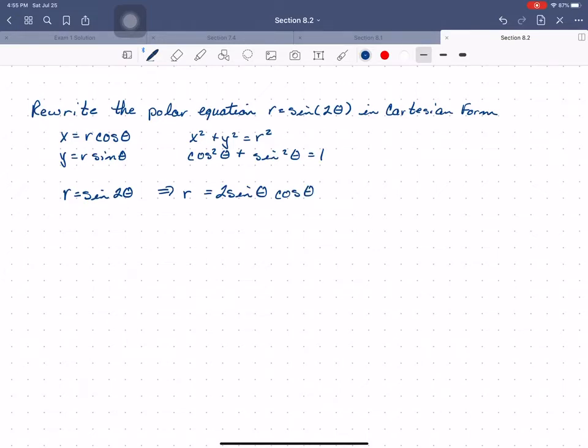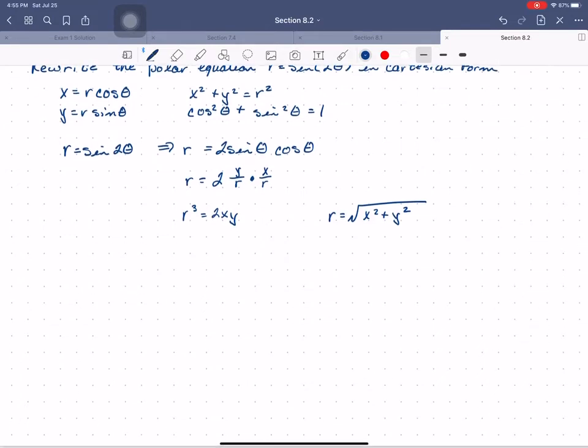Now we remember that sine theta equals y over r, and cosine theta equals x over r. We have to get rid of all those r's, so let's multiply through by r squared on both sides. So we get r to the third equals 2xy. Oh, that works, because we remember that r squared equals x squared plus y squared, which means r equals the square root of x squared plus y squared.